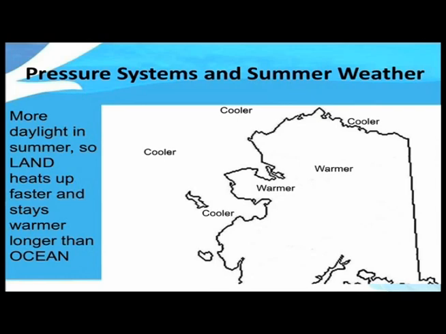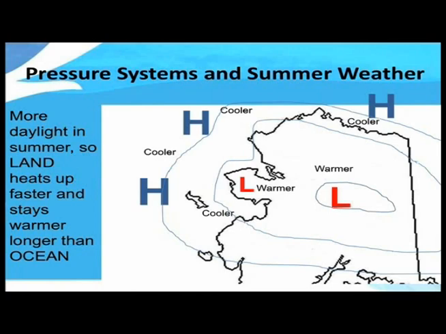For summer, there's more daylight, as we all know. So this is what happens. The land heats up faster and it stays warmer longer than it does over the ocean. So the land gets warmer. Well, that causes lower pressure to develop over the land areas, because warmer temperatures means the molecules are moving somewhat faster and they rise a bit. Warmer air can rise some. So near the surface there's lower pressure inland.